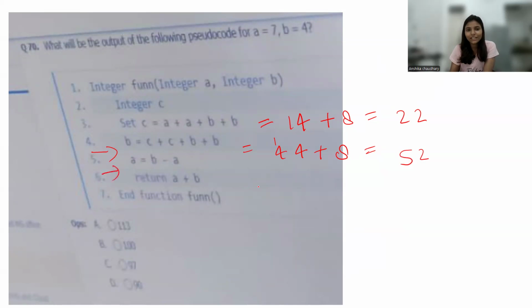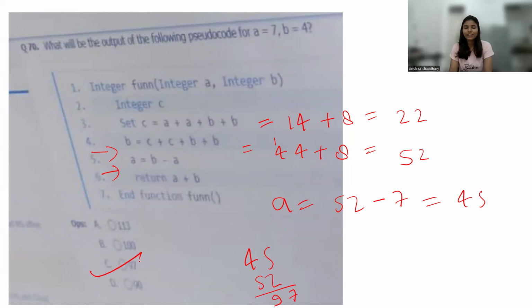Okay. Now A is assigned B minus A. B is 52 minus A. A was never updated yet, so it will be 7. So this will become 45, right? So here, return A plus B. So 45 plus 52 will become 97, and 97 will be the final answer for this question.